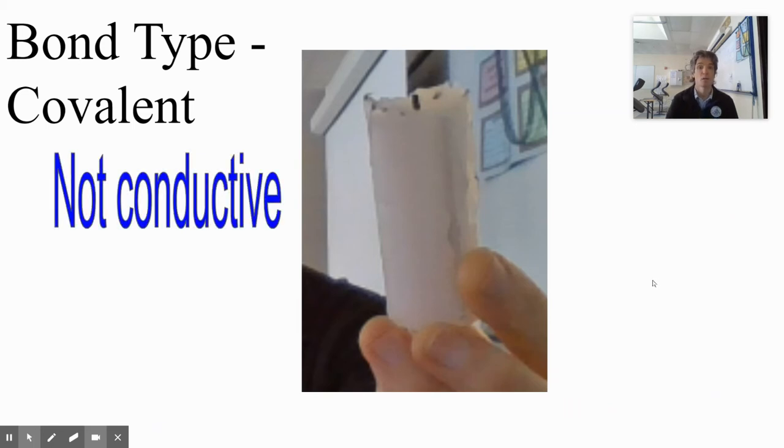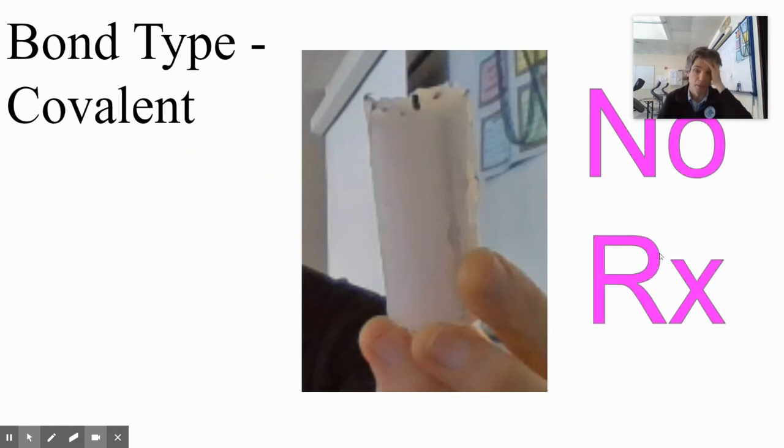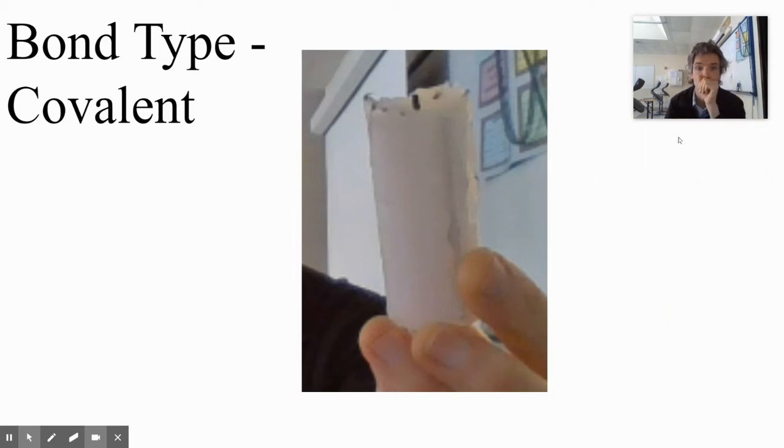They don't tend to conduct electricity. If I take my little battery and I run it right there, it's not going to go. It's not going to jump through the air. That's because covalent molecules are not conductive, and they don't react with acid.